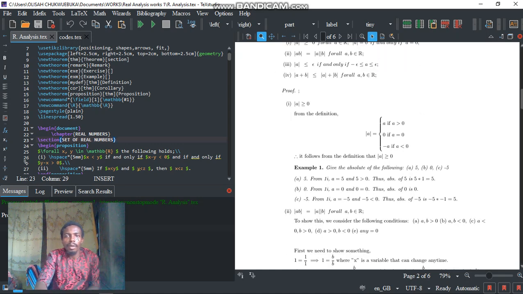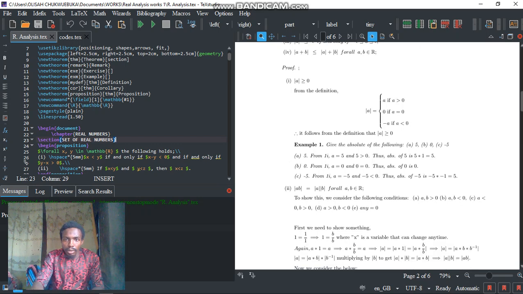Now, the proof that the absolute value of a is greater than or equal to 0 comes from the definition. Just like I said earlier, the absolute value function is a non-negative function. So whatever you give the absolute value function, it returns either 0 or a positive number. For example, the absolute value for this very first example follows from the definition.